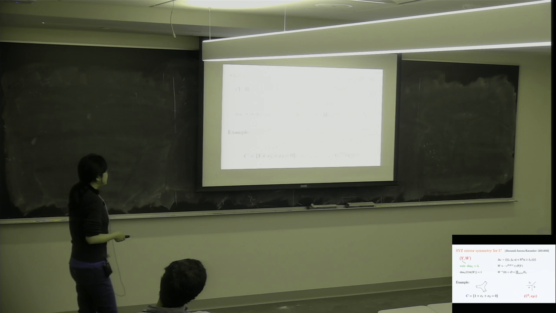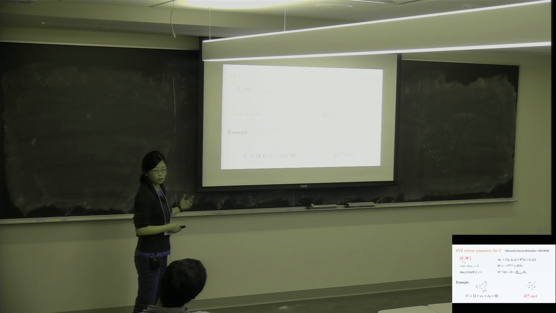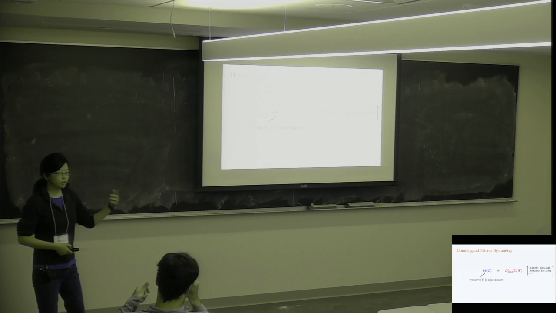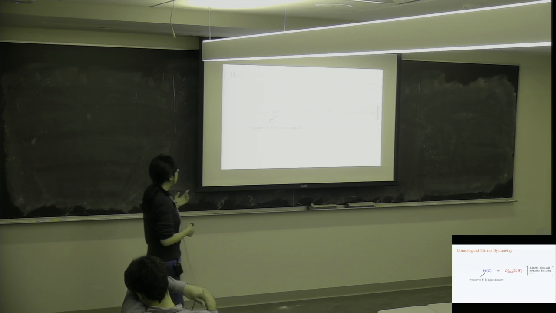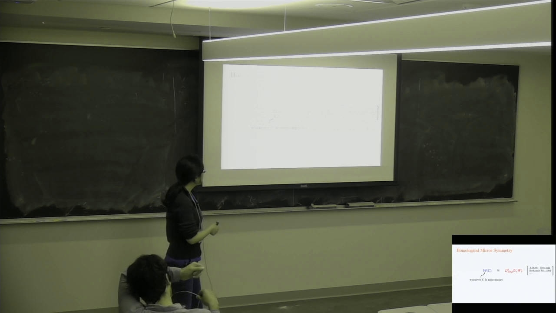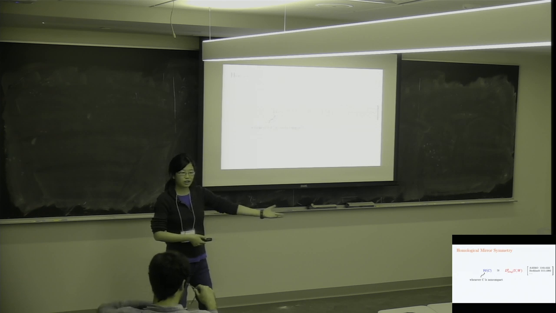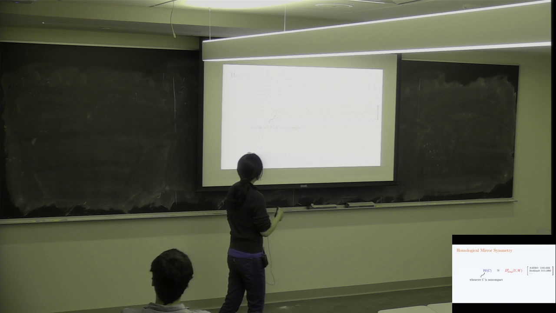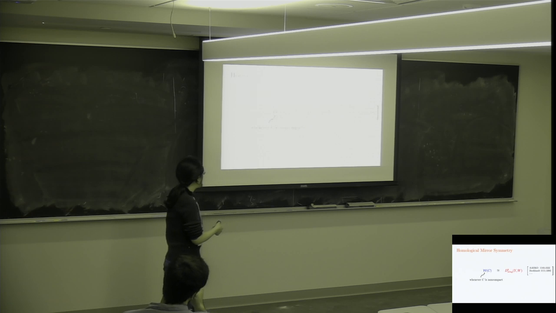Okay, so let's go, and we want to talk about homological mirror symmetry. So this is the direction of homological mirror symmetry we want to study. We want to study the A model on the Riemann surface, and then the B model on the Landau-Ginzburg mirror. It's a derived equivalence with the A model.